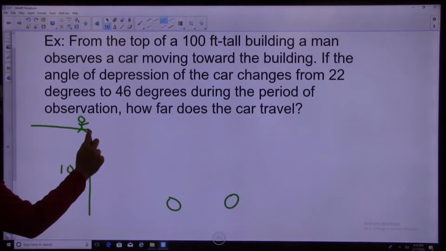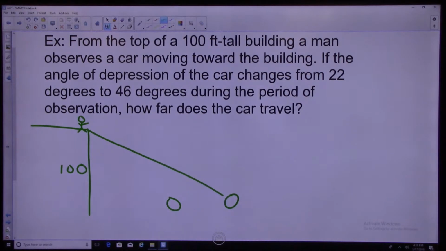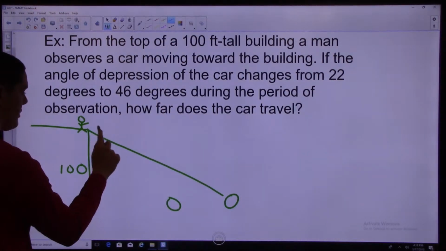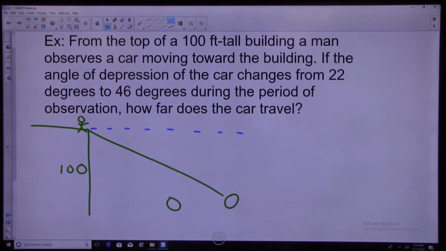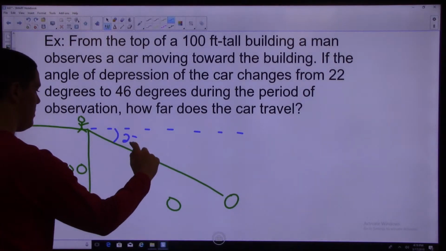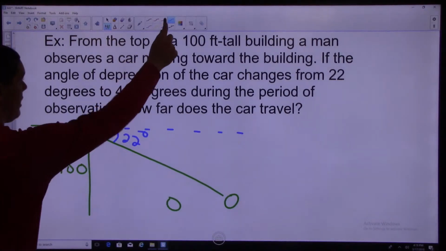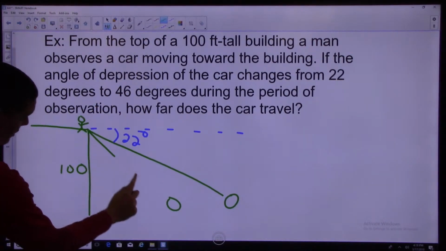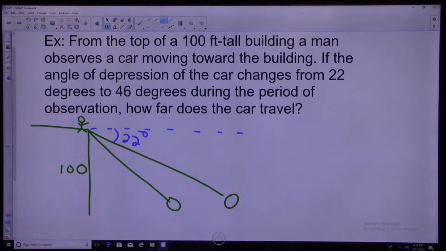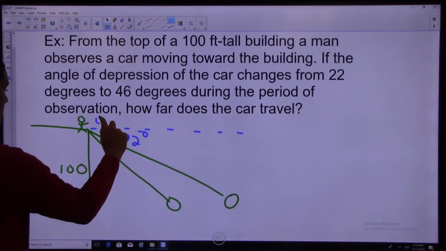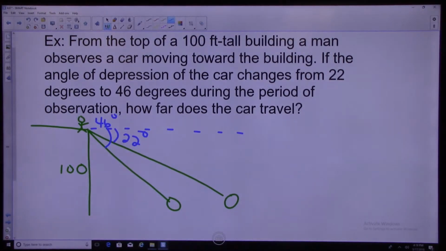So if you're looking down at this, that's your line of sight. Okay. And remember, the angle of depression is the angle formed by your line of sight and a horizontal line. So if I draw a horizontal line here, let me draw this in blue. That would be a horizontal line. This is going to be 22 degrees. Okay. Now, if I look down at my line of sight to where the car is later, when it moves towards the building, that angle of depression, the whole thing here is going to be 46 degrees.